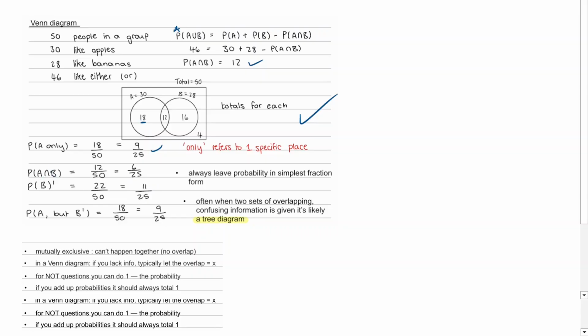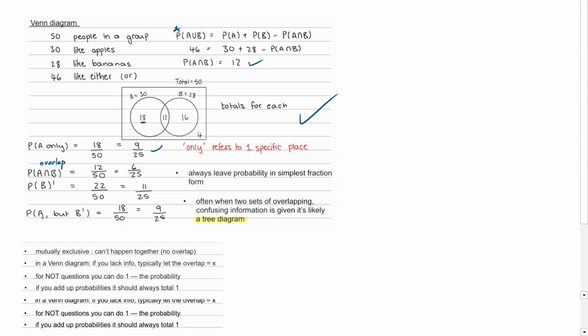Probability of A and B is just the overlap. So the overlap of A and B would be 12 in the middle there. 12 over 50 simplified is 6 over 25. This little line means not. So the probability of not being in B, and so if you cover or cross out B, you're left with the 18 and the 4, which is 22. So 22 over 50, which simplifies to 11 over 25.